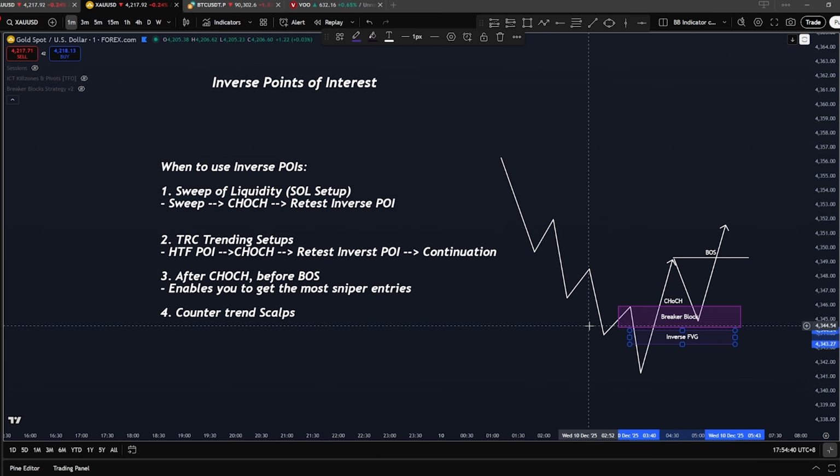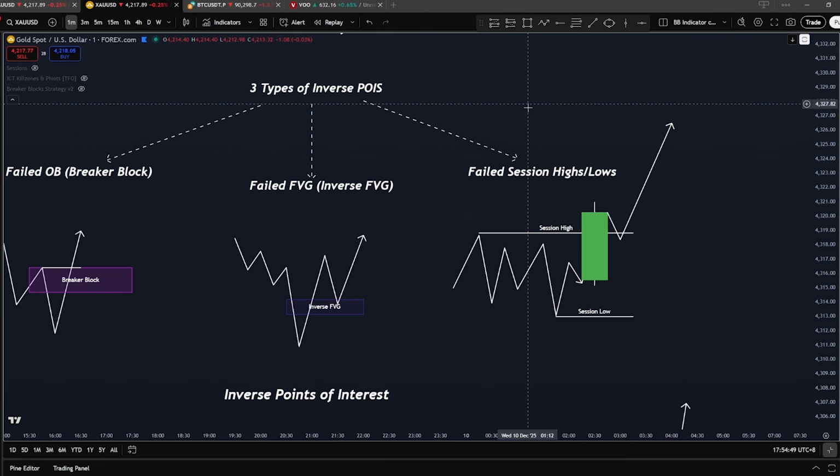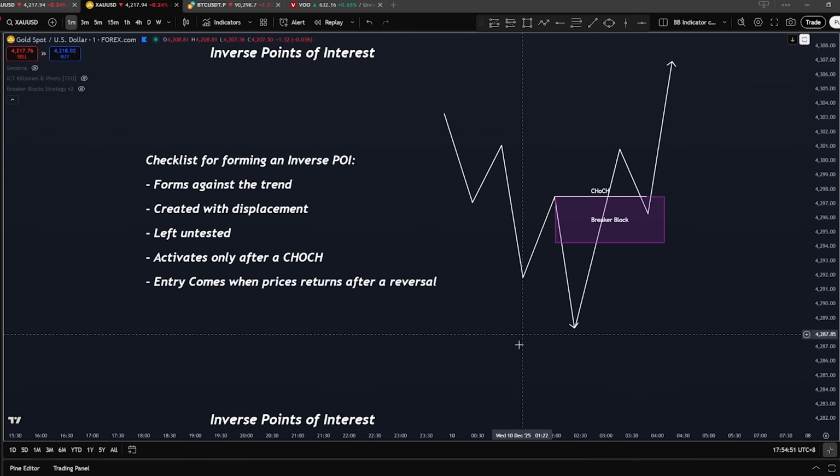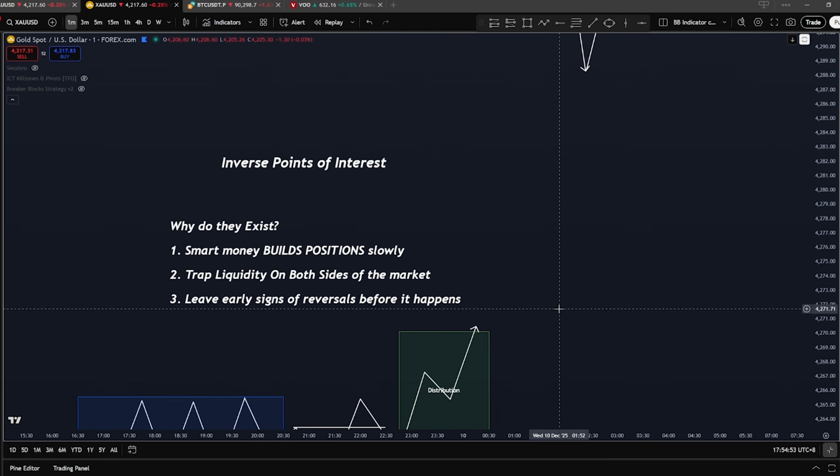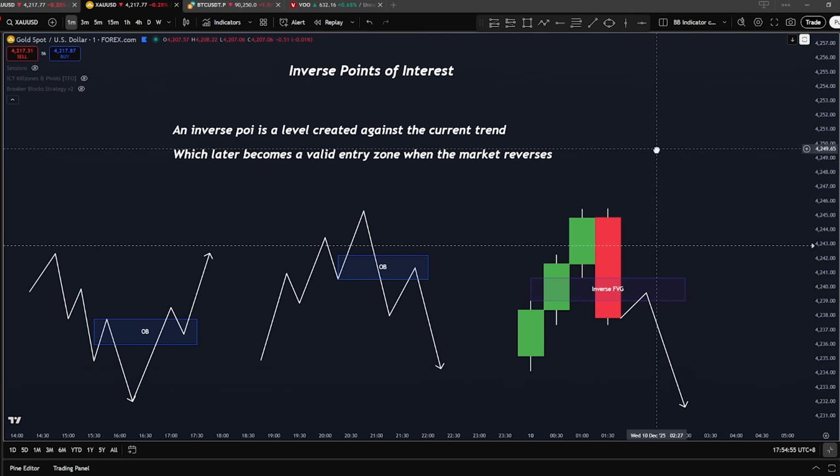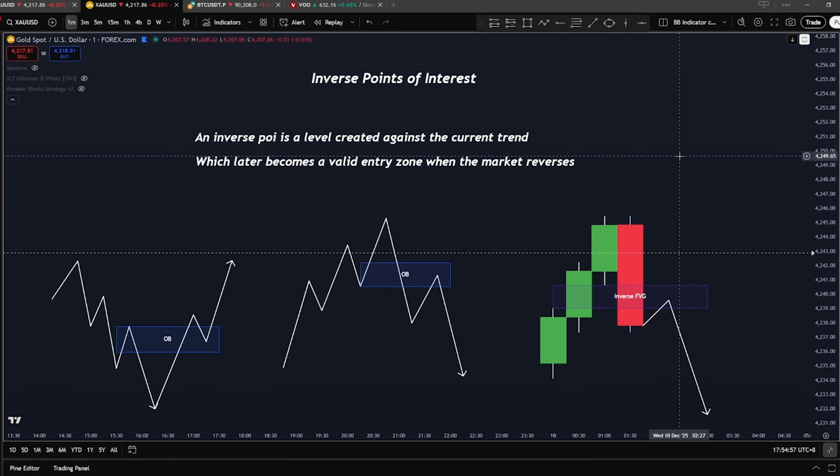All right, so let me just go ahead and recap right now the theory that we have gone through on why inverse points of interest are so important. Number 1, it makes sure that you get sniper entries and you know exactly when the market is going to start to reverse. It's the first sign of the market showing you, look, once you create a reversal, these are certain points where price can retest to continue that reversal. The footprints that are left behind by the big banks and institutions.